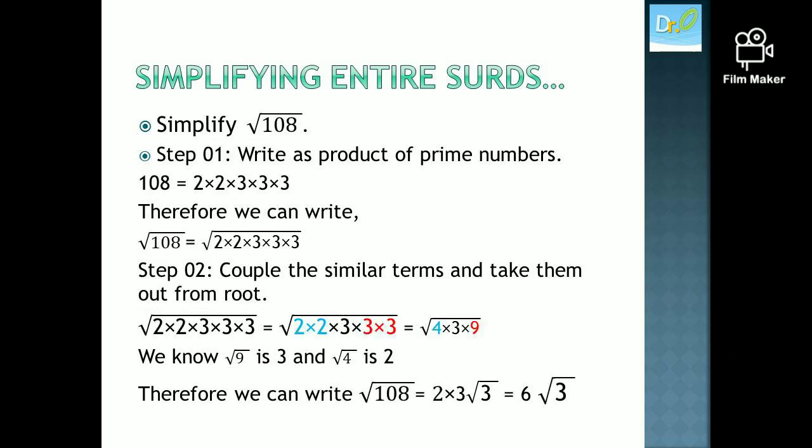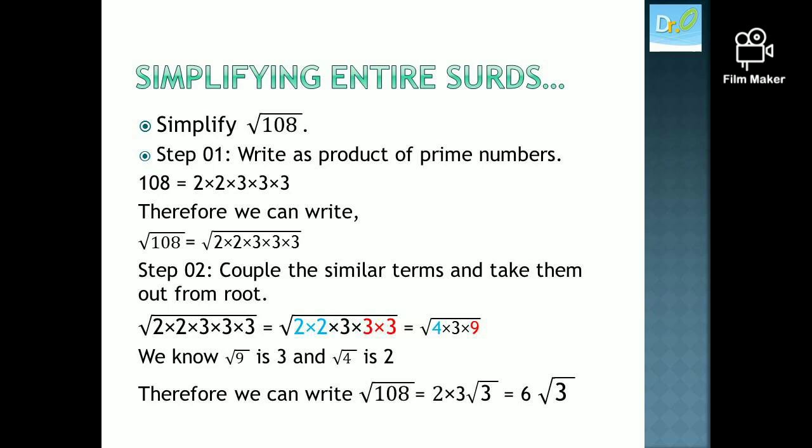Now let's get this example as well. We need to simplify square root of 108. How to write square root of 108 in simplified version? You can write 108 as 2 into 2 into 3 into 3 into 3 as a product of prime numbers. Therefore, square root of 108 is square root of 2 into 2 into 3 into 3 into 3.